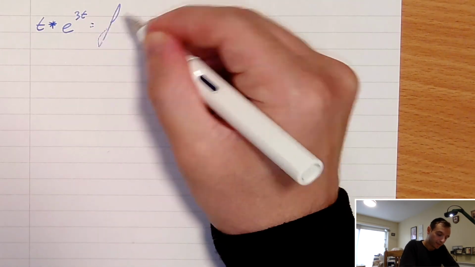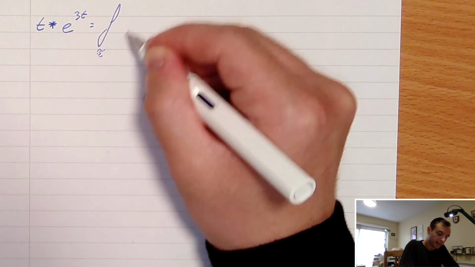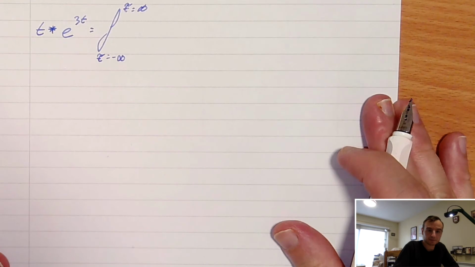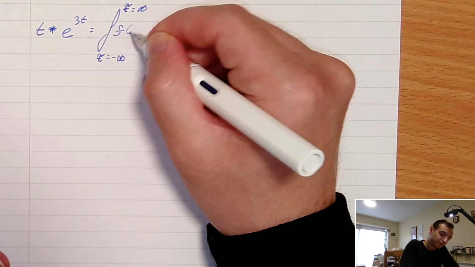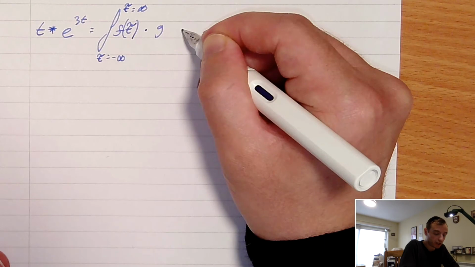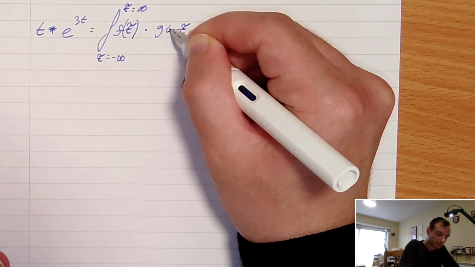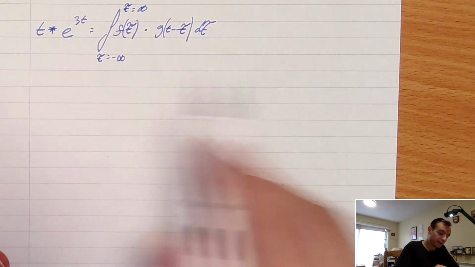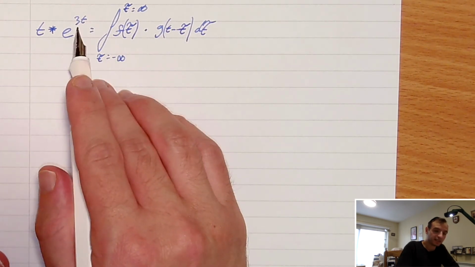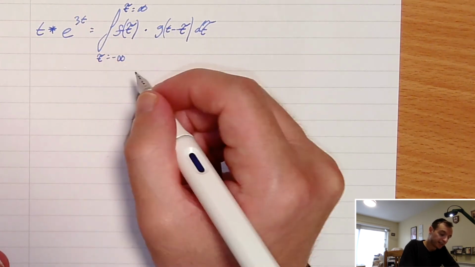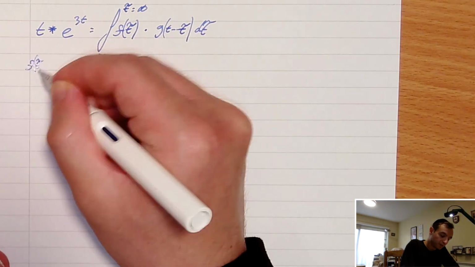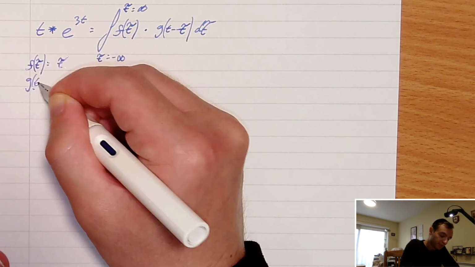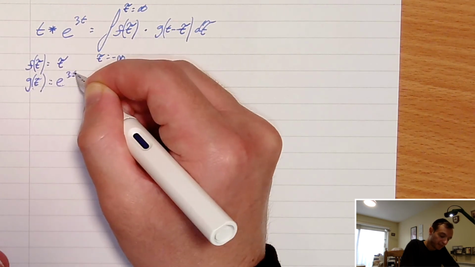So we can say that the convolution is going to be between tau equals minus infinity and tau equals positive infinity of f of tau dot g of minus tau plus t, d tau. Yeah, simple as that. So if f of t is t and g of t is e to the 3t, we can say that f of tau is going to be tau, and we can say that g of tau is going to be e to the 3 tau. Yeah?